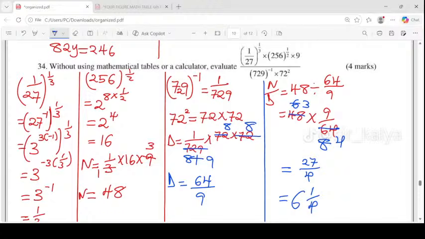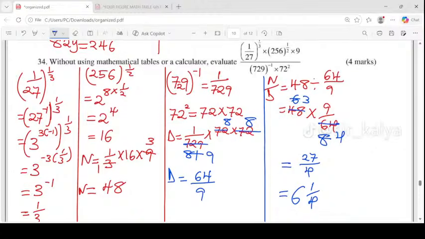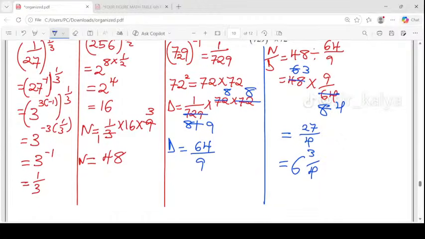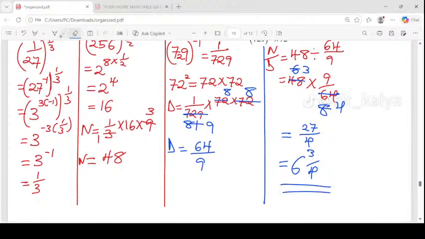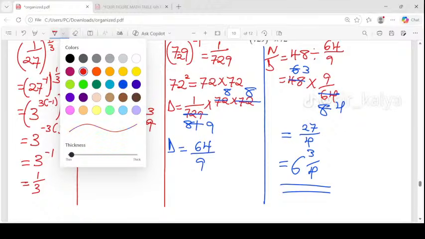Is it 6 and a quarter? It is 6 and 3 quarters, not a quarter, because of 24. It is 6 and 3 quarters. So this is your answer, 6 whole number, 3 all over 4. A very wonderful question once again.